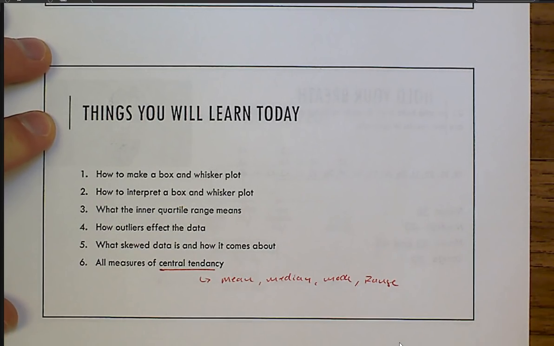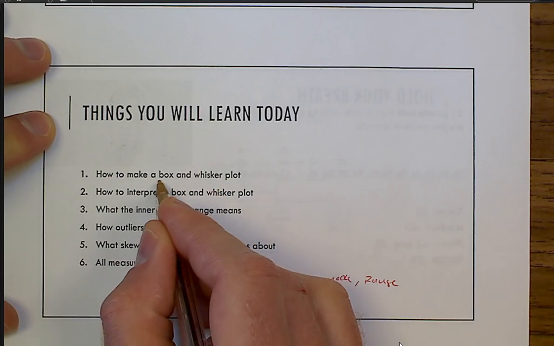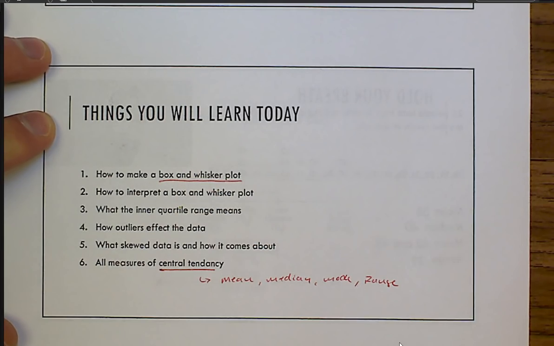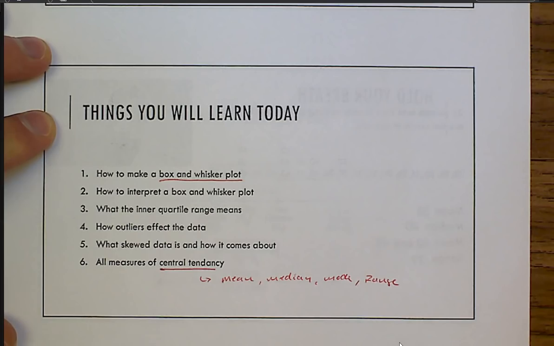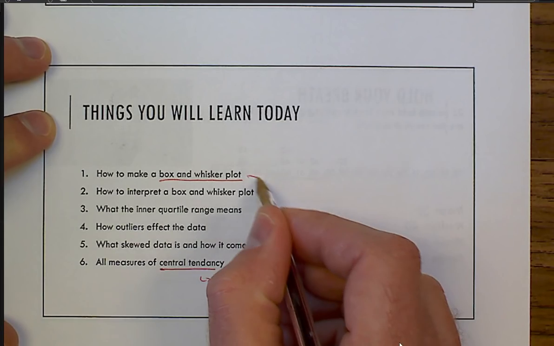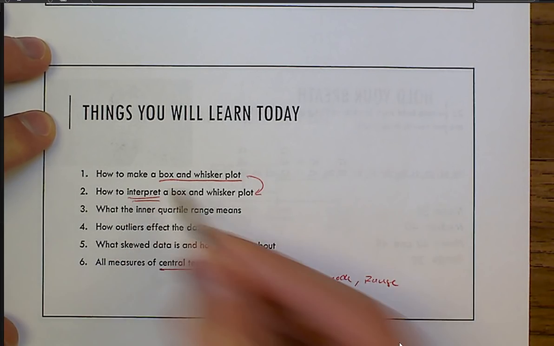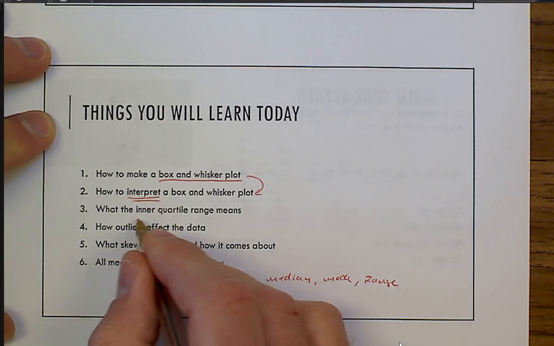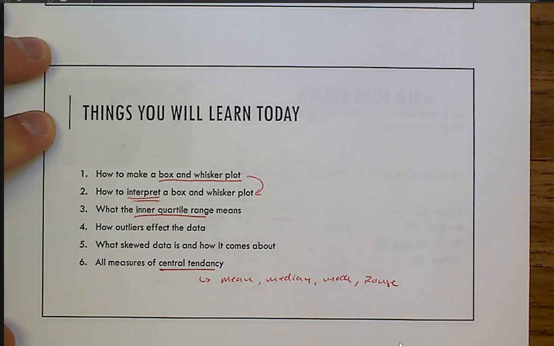Box and whisker plot. I would assume you've made a box and whisker plot before. You've probably forgotten, and we're going to go through that process together. In addition to just making it, we're going to interpret it so that we can understand what we're looking at. We'll discuss what an interquartile range is and what that means, and some outliers. You may have heard the word outliers before. And then skewed data: what that means and what it looks like when talking about a box and whisker plot.